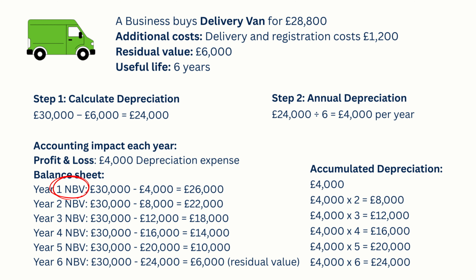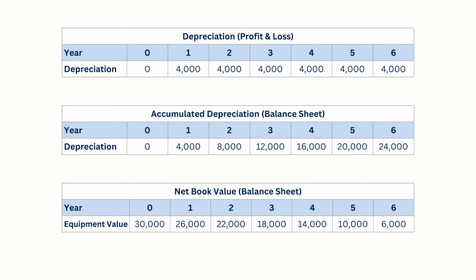The net book value tells us what the asset is worth in the accounts at this point in time. We calculate it as cost minus accumulated depreciation. So we see the value falling steadily from year 1 to year 6. That final figure matches the residual value, which confirms our calculations are correct.